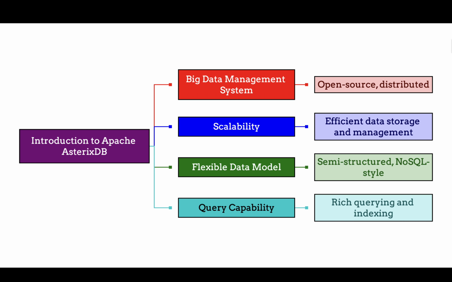Introduction to Apache *DB. 1. Big Data Management System. Apache *DB is an open-source, distributed big data management system. 2. Scalability. Designed to efficiently store, manage, and query large volumes of data. 3. Flexible Data Model. Supports a semi-structured, NoSQL-style data model. 4. Query Capability. Provides rich querying and indexing capabilities.